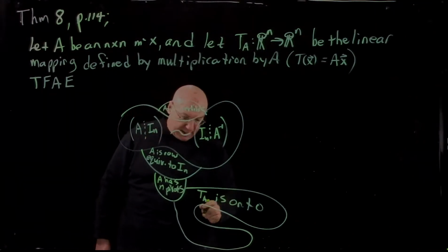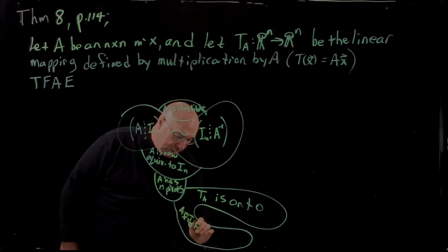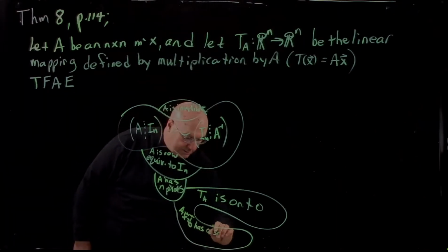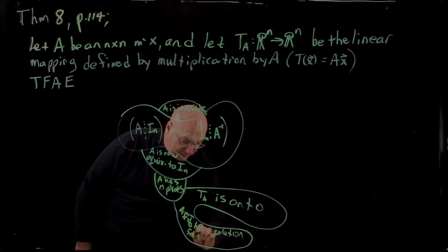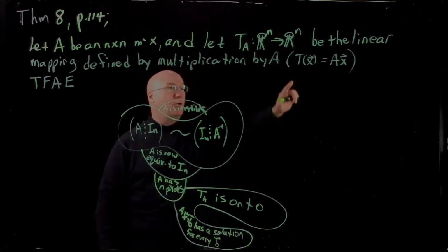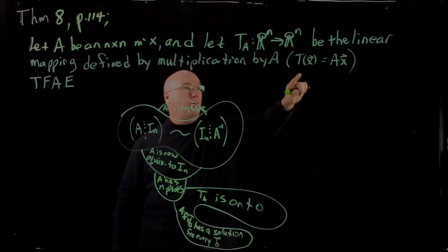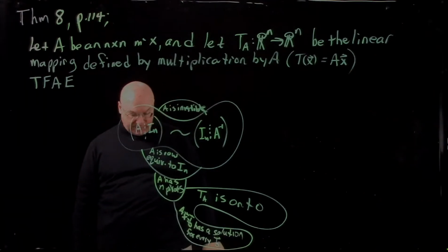And another way to say that really is to say that AX equals B has a solution for every B. That's really what I was just saying, wasn't I? No matter what B you pick over here, I want an AX to get to that B. I always have a solution. I always have an X, so it's onto.